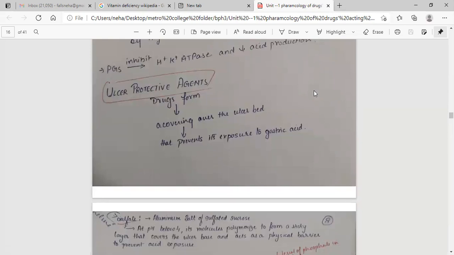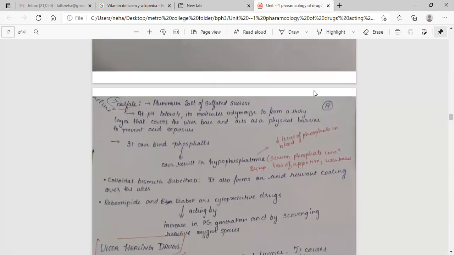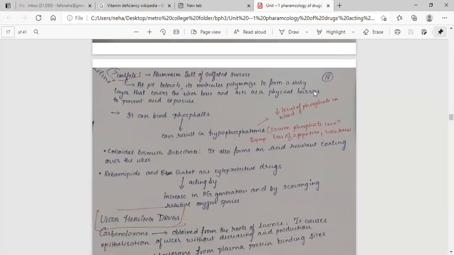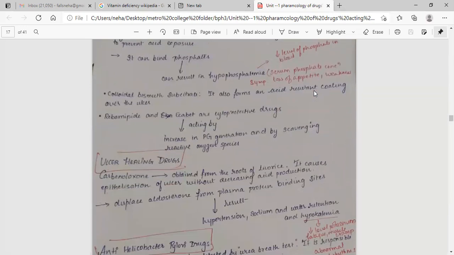Ulcer protective agents. These drugs form a covering over the ulcer bed and prevent its exposure to gastric acid. Sucralfate, aluminum salt of sulfated sucrose. At pH below 4, its molecule polymerizes to form a sticky layer that covers the ulcer base and acts as a physical barrier to prevent acid exposure. It can bind phosphate and can result in hypophosphatemia. Colloidal bismuth subcitrate also forms an acid-resistant coating over the ulcer.